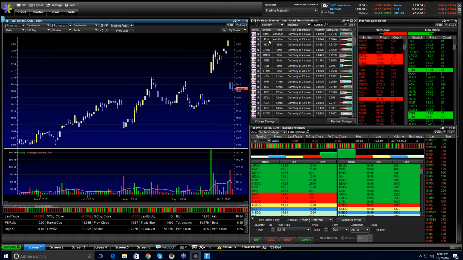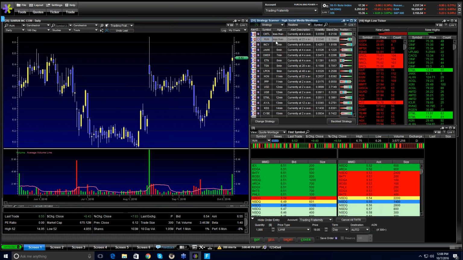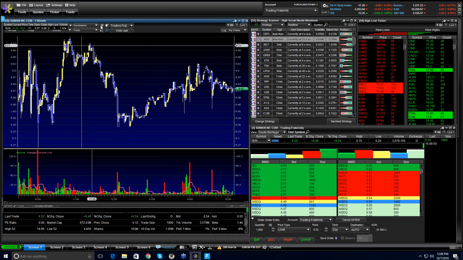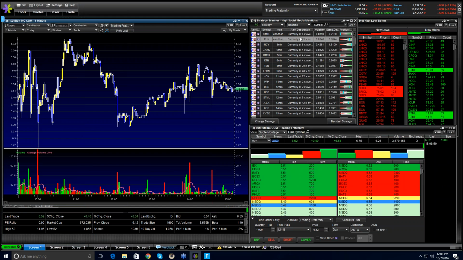Sometimes if you see a lot, so right here, run. This is one, and now this isn't a new alert, and this is how I'll tell you how to spot it. Do you guys see right here where it says position?